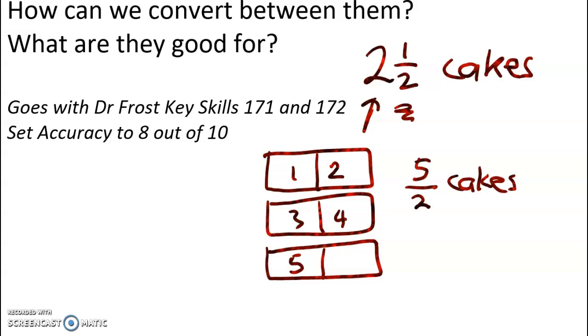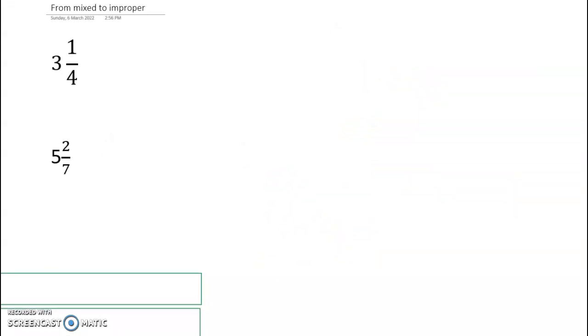working with. Okay, so what you should be able to do by the end of this is go and do Dr. Frost Key Skills 171 and 172, and this skill needs to be absolutely fluent. So I want your accuracy to be set to 8 out of the last 10 correct. So let's look at how we can go from mixed numbers to improper fractions.